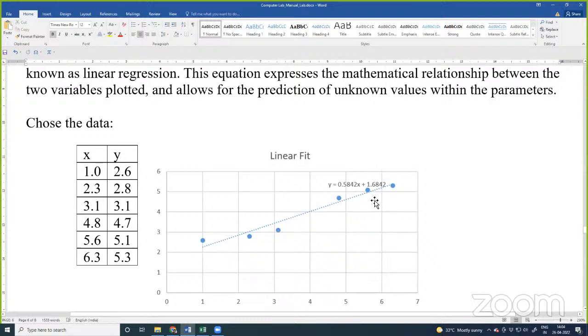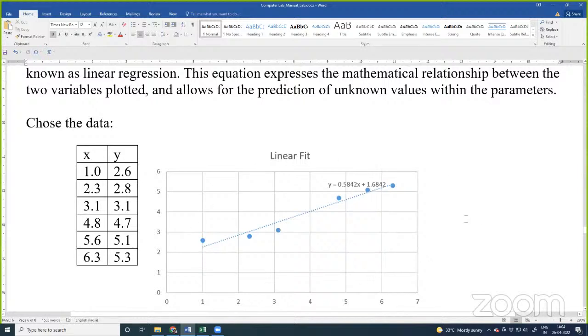In fact it is passing through only one or two points here. The rest of them are off the line. This is what they call the least square fit method. The minimum of the square of the difference between the fitted and the actual values gives us the best fit line.